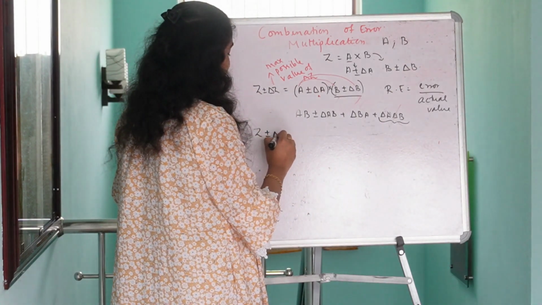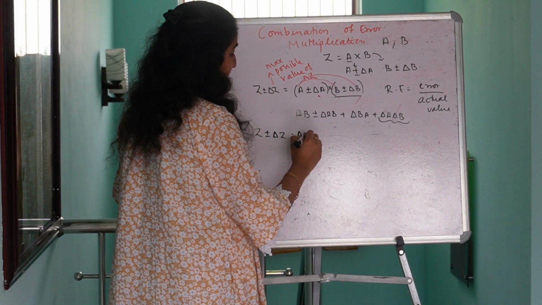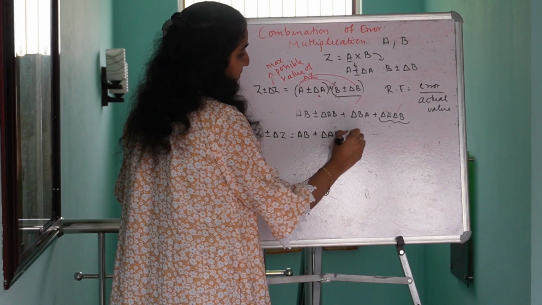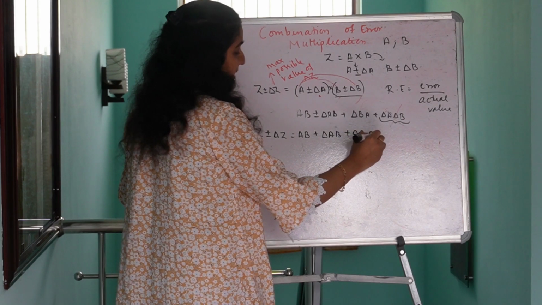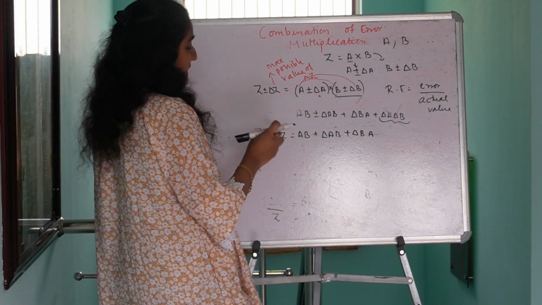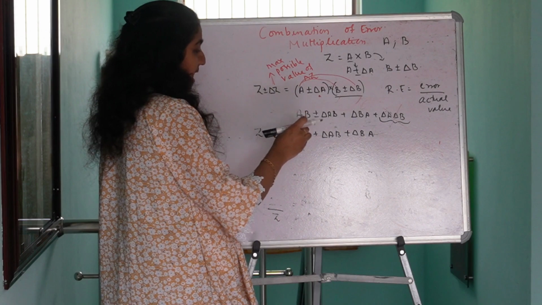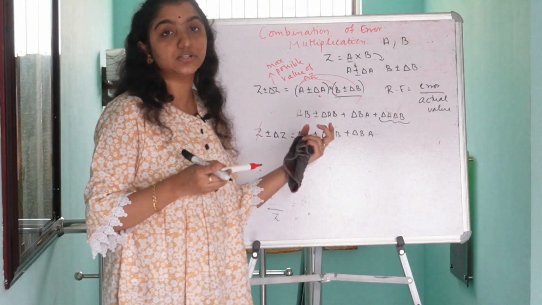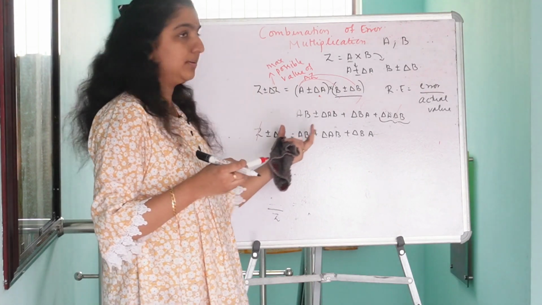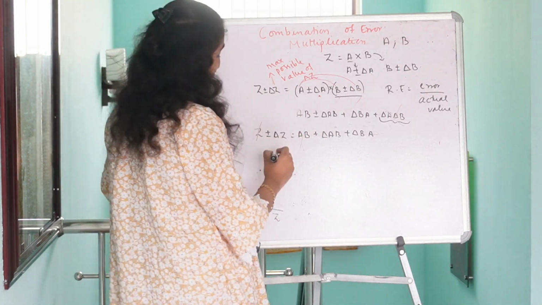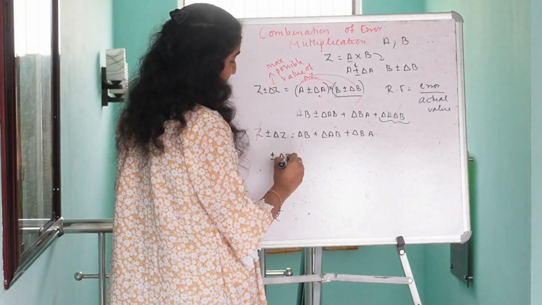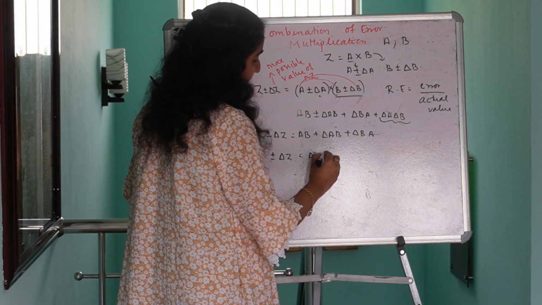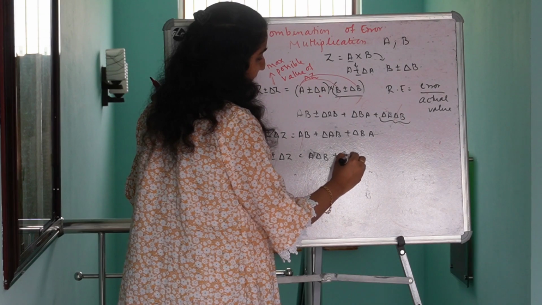So now the equation becomes as follows: z plus del z is equal to ab plus a del b plus b del a. Is it clear? And here we know z is equal to ab. So we have the same values with the same signs on both sides of the equation, so they get cancelled. Now we get the equation as del z is equal to a del b plus b del a.